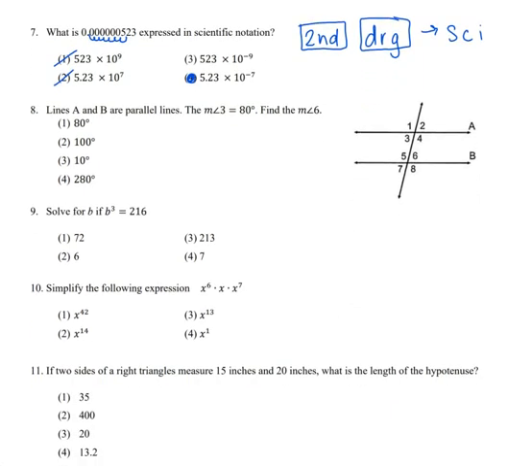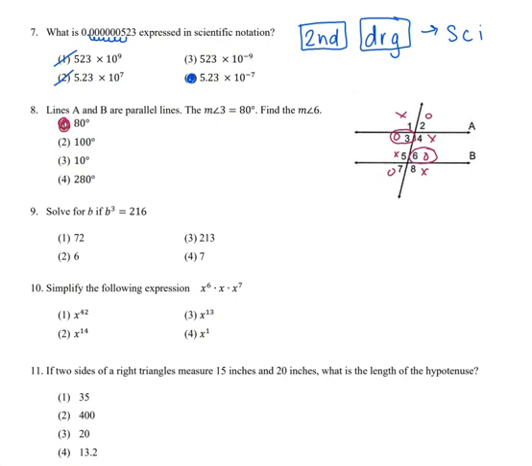For 8, it says lines A and B are parallel. If the measure of angle 3 is 80, find the measure of angle 6. So I need to figure out which type of relationship that is. This is where we could use our little trick and our hint. So I'm going to put in an X and an O, an O and an X, X and an O and an O and an X. Now when I look at 3, it's an O. When I look at 6, it's an O. So because they're both O's, that means that whatever the measure of angle 3 is, the measure of angle 6 is going to be the same.